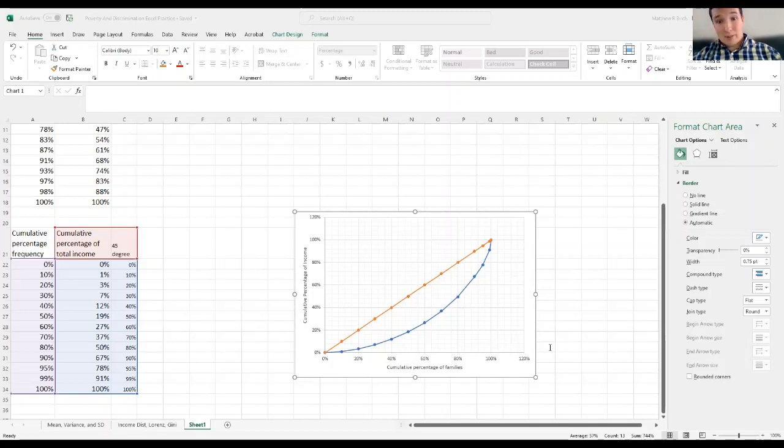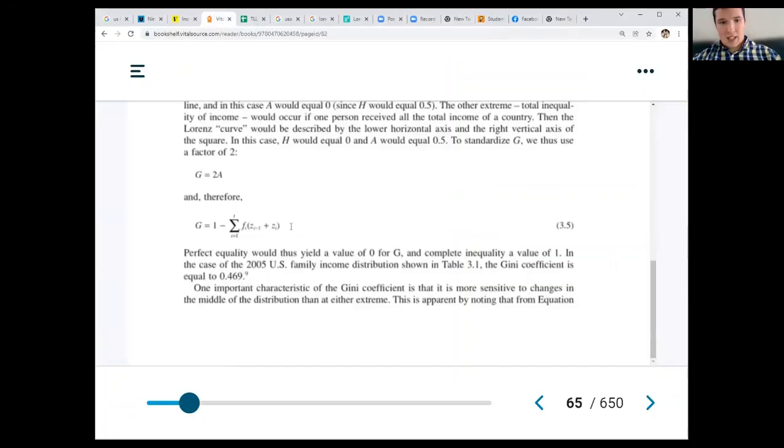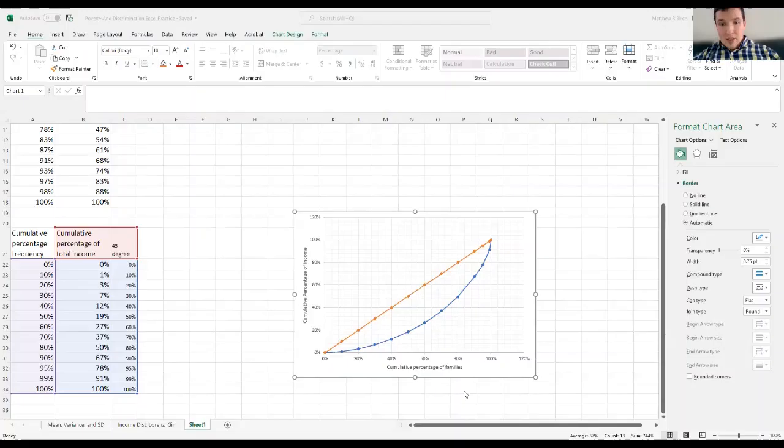So third option, and I'm borrowing this from my book. My textbook has this equation right here. G, that's Gini, equals 1 minus the sum from i equals 1 to T of Fi times Zi minus 1 plus Zi. What is all that? Well, that is going to deal with a lot of geometry and trapezoids and all kinds of stuff. So back to this. What am I saying with trapezoids?